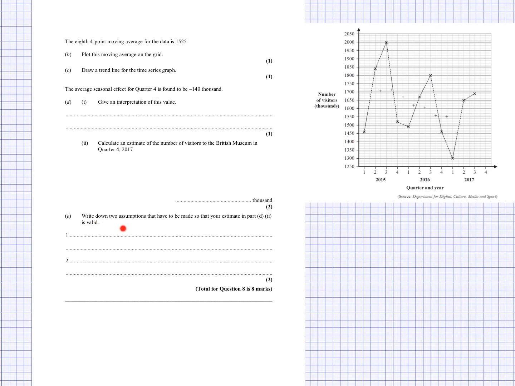Next, it says write down 2 assumptions that have to be made so that your estimate in the previous part is valid. So we use the trend line, and we extrapolate. We sort of went this way. So we need to say that we assumed that the trend continues, and also we used the average seasonal effect, that is 140,000 less than the trend line, so we assume that that also continued. Okay, so that would be the other one.